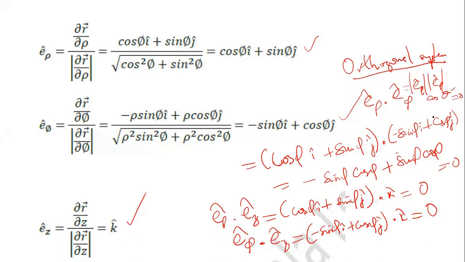If this quantity is 0, that means your theta is 90 degrees. The angle between the two vectors is 90 degrees. Only then can the dot product be 0. So this way, by taking the dot product among these unit vectors, you can show that this cylindrical coordinate system is a curvilinear system, but it is also an orthogonal system. Therefore, the cylindrical system is an orthogonal curvilinear coordinate system.